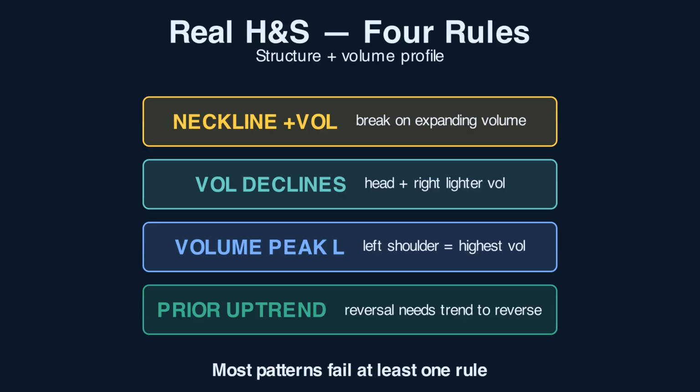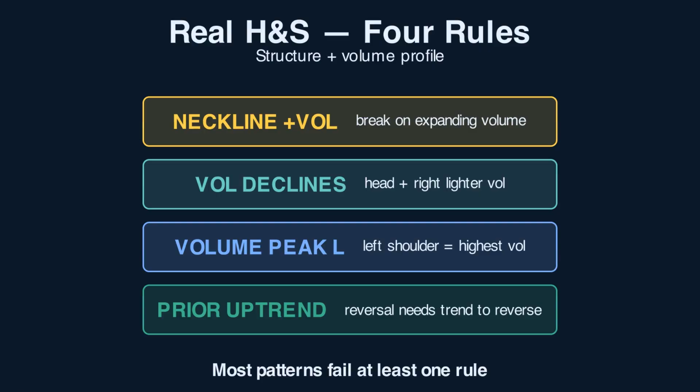2. Volume peaks on the left shoulder. The left shoulder is the last move of true bullish momentum, and volume should reflect that with the highest reading in the pattern. 3. Volume declines on the head and especially on the right shoulder. The head's new high on lighter volume is the key tell. Bulls are pushing higher with less conviction. The right shoulder on even lighter volume confirms exhaustion.